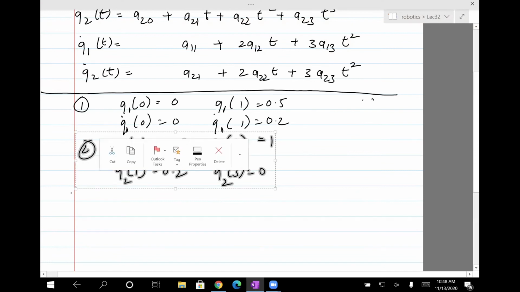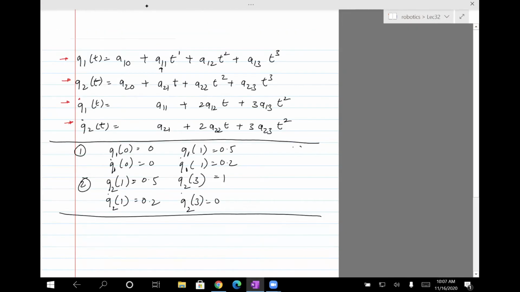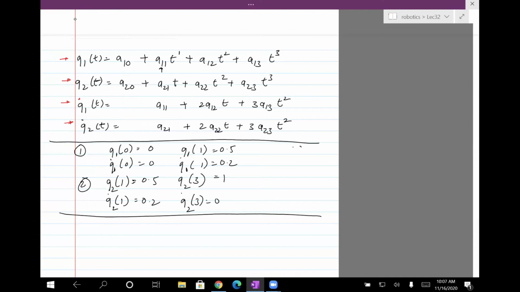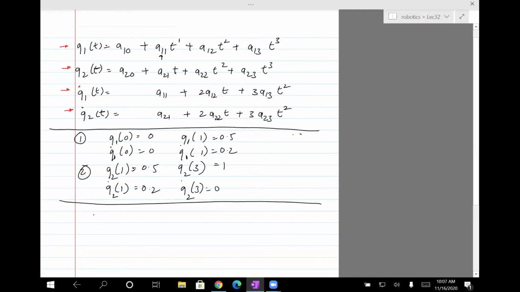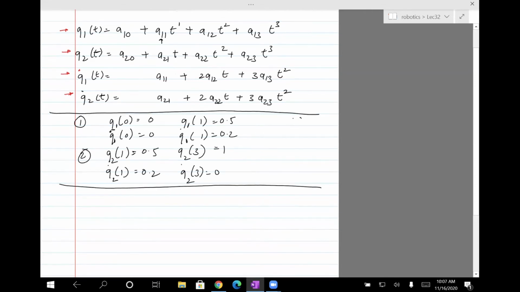Okay, now we're all set. So the next step is to write these 8 conditions in terms of the constants. I'll be subbing in q1, q1 dot, and so on in these equations to get 8 equations. Okay, let's see how that goes.